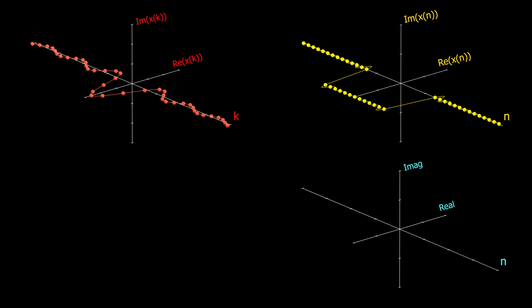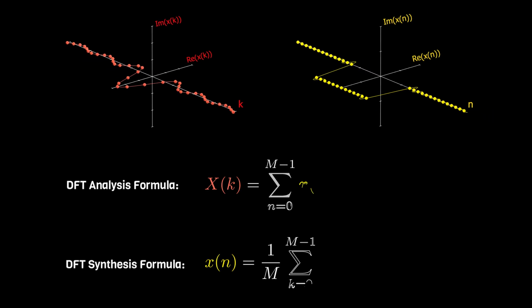The discrete Fourier transform is a mathematical tool used to analyze and synthesize the frequency content of discrete time signals. The DFT analysis formula calculates the frequency components of the signal. The DFT synthesis formula reconstructs the signal from its frequency components. These formulas are fundamental to digital signal processing and are used in a wide range of applications, including audio and image processing, communications, and control systems. In the next video, I will discuss how to compute the DFT and how the FFT provides a much faster and more efficient way of doing that.